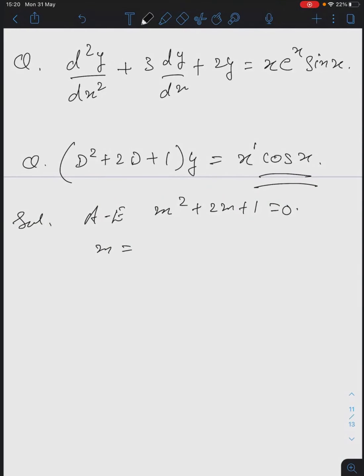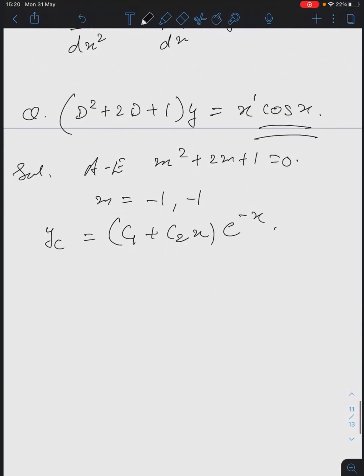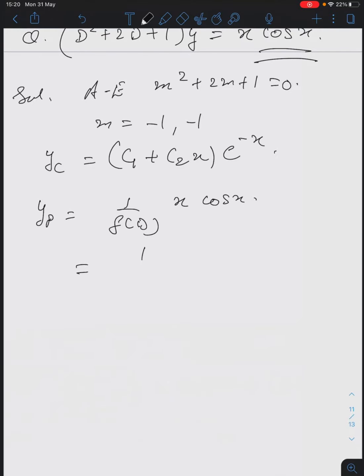Please, minus answer: minus 1, minus 1, minus 1, minus 1. Real but repeated. So yc will be equal to (c1 plus c2x) into e to the power minus x. Now yp will be 1 by f of D on x cos x. So this is 1 by f of D, which is 1 by D square plus 2D plus 1, on x cos x.